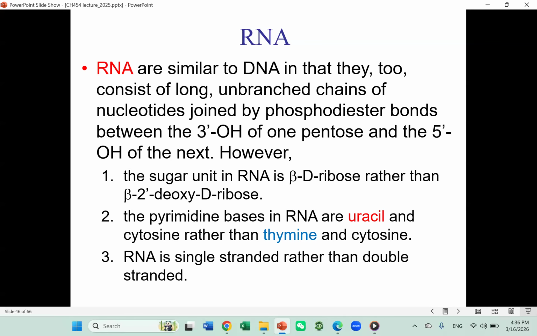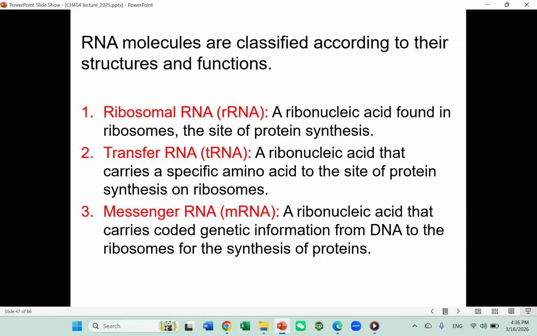RNA actually has more functions than DNA. DNA is normally for genetic information storage, while RNA has different functions depending on its role. Here are three examples. The first one is rRNA. That's an important component of the ribosome, the functional component that is used for protein synthesis.